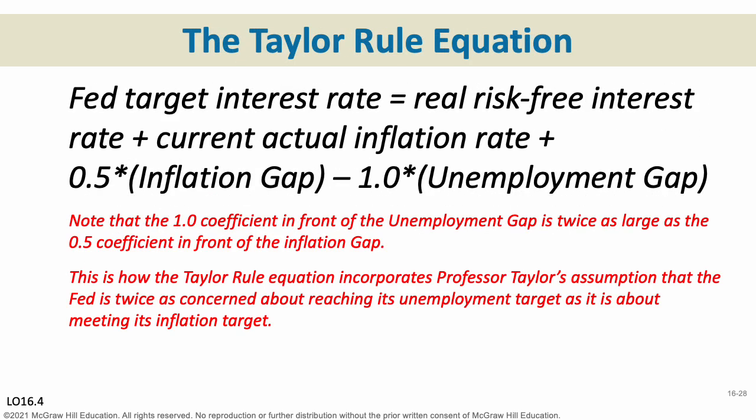And the Taylor Rule does have an equation, so the Fed target interest rate is equal to the real risk-free interest rate plus the current actual inflation rate plus 0.05 times the inflation gap minus 1.0 times the unemployment gap. And this was what Professor Taylor himself came up with here.